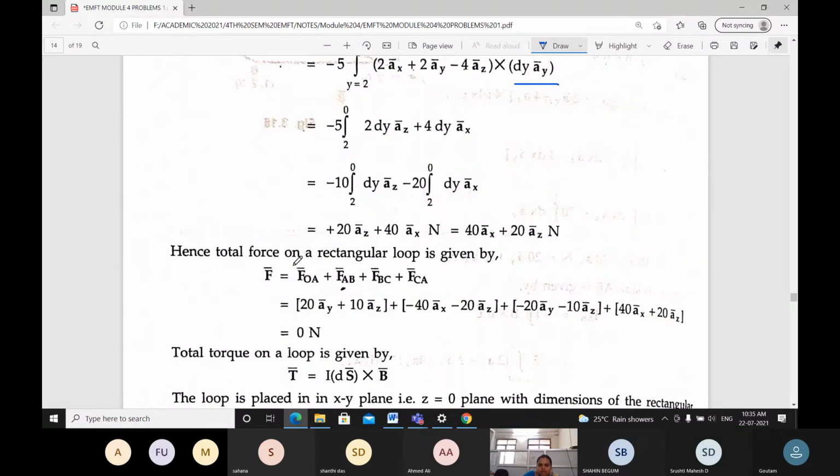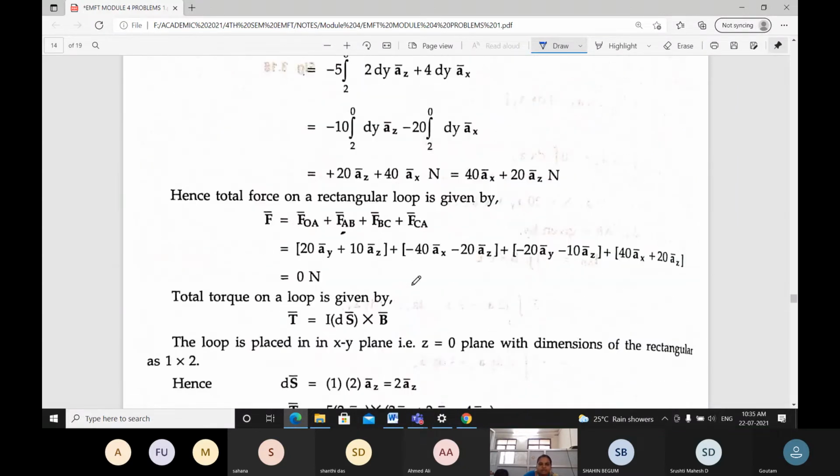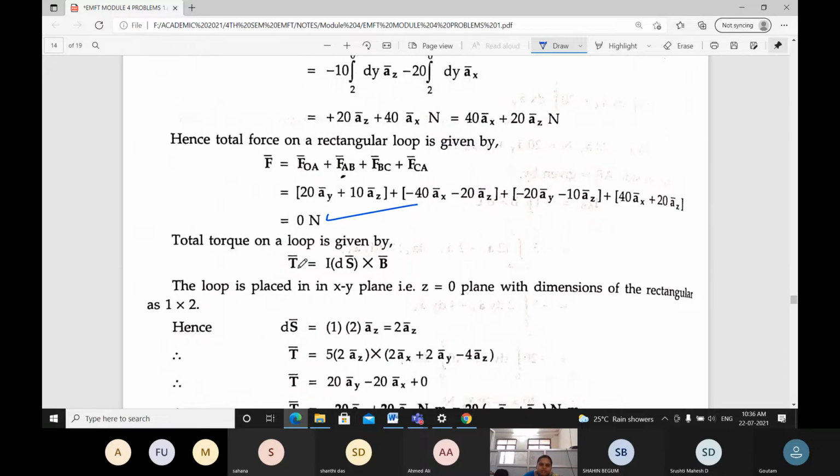Then add all the sides, and you will get the total force, that is FOA plus FAB plus FBC plus FCO. Adding all the sides, we will get zero force. Almost you will get zero force only. Okay, then what do we want? We want the total torque. You can use the direct equation: T is going to be I ds cross B.